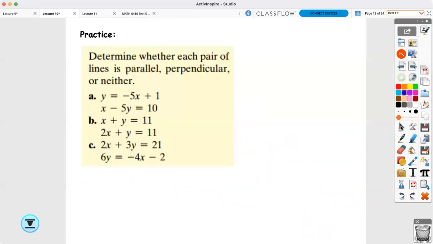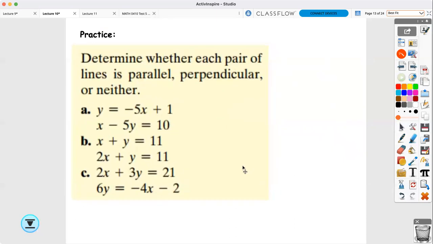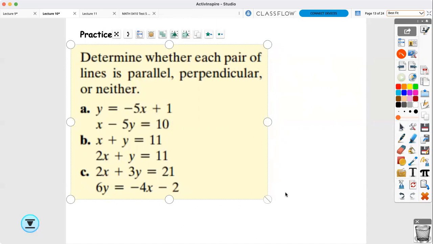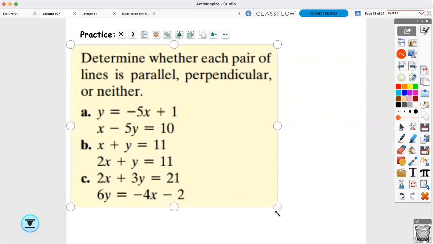Here is a practice problem, guys. This is going to be a juicy one because you have to solve for y a few times. The final answer I'm going to ask for is whether they're parallel, perpendicular, or neither. I'm not going to ask you for the slopes or the y equals. I'm going to give you about 5 minutes to work through these, and I'll add more time if needed. Good luck.